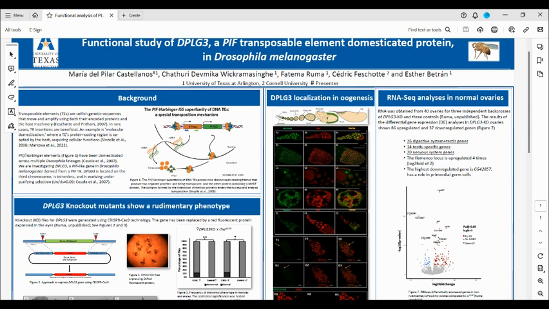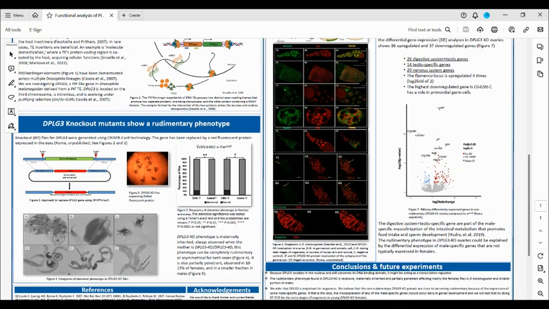The Pith-Harbinger family has two distinctive open reading frames. The first one is the transposase, the second one is the MADEV, and the DPLG3 is derived from the first one. To study the function of the gene, previous studies in the lab used the CRISPR-Cas9 technology to knock out the fly's DPLG3 gene, and then this gene was replaced with a DsRed protein in the eye.